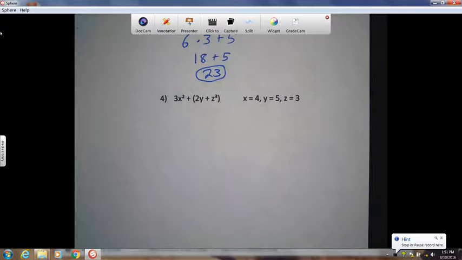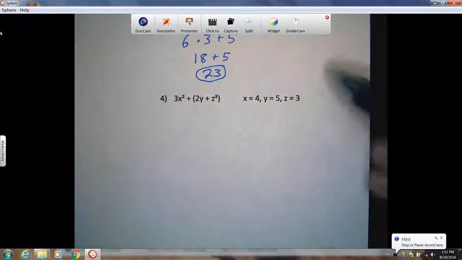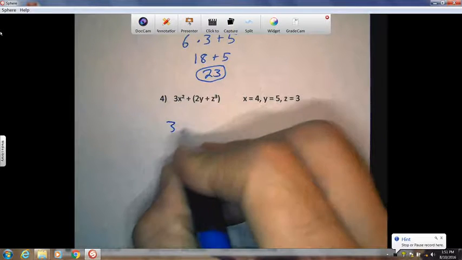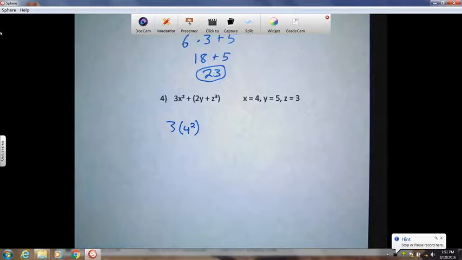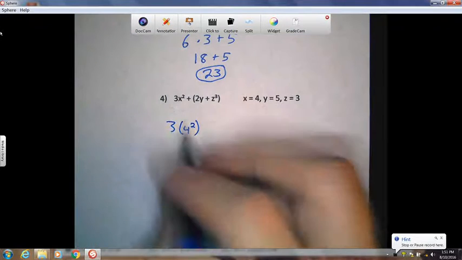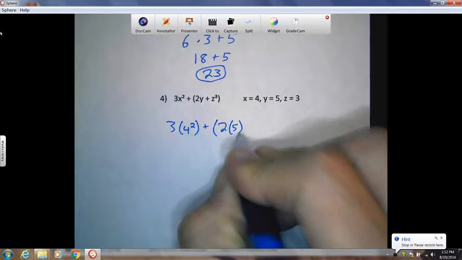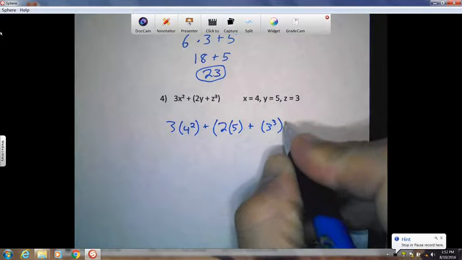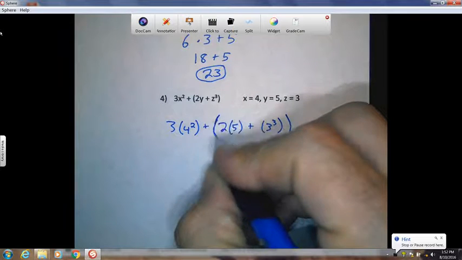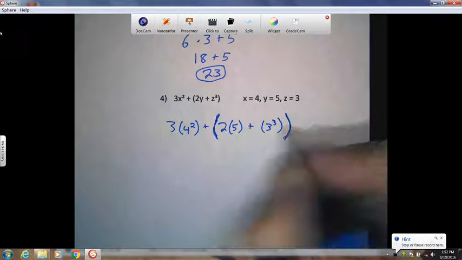Last one is number 4. I have a bunch of variables here, and I have their values, so I'm going to substitute them in. When you substitute, it's a good idea to put whatever you substituted in parentheses. So it's 3 times 4 to the second power, and I'm making these parentheses big so you can see that those are the original ones. These are the original parentheses.